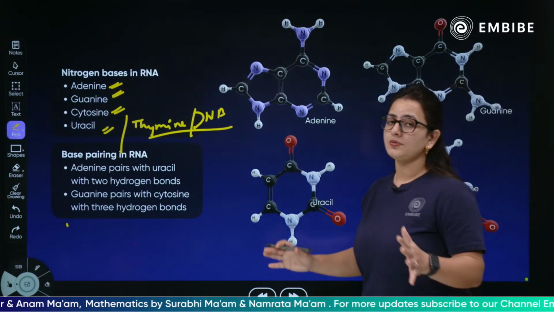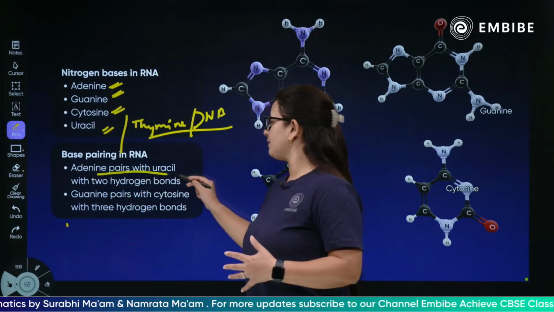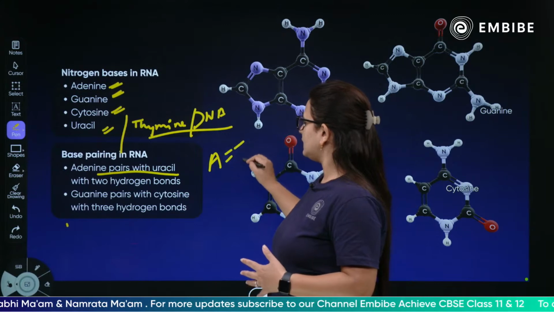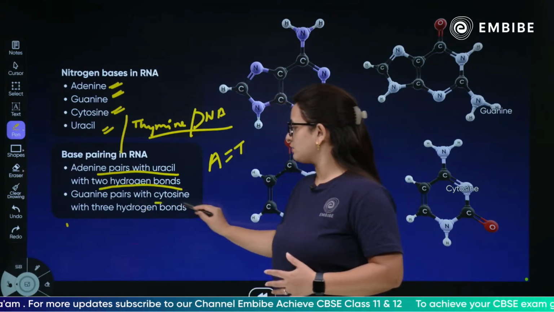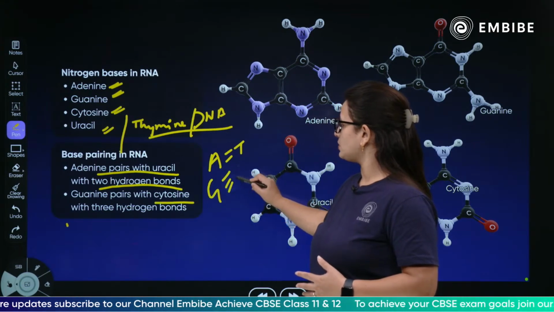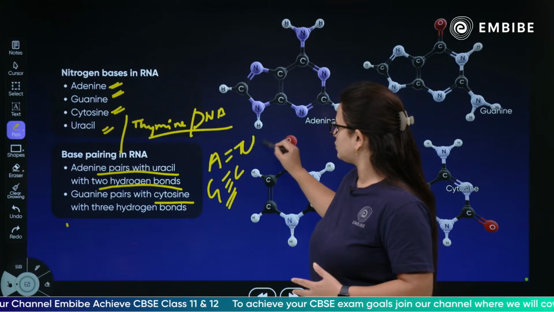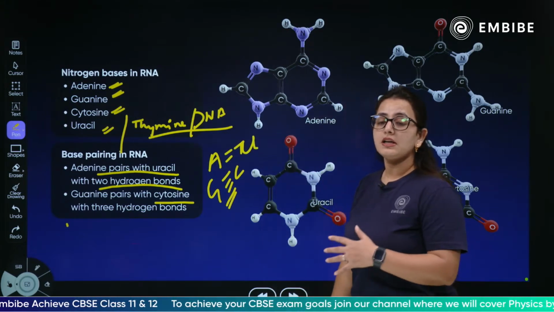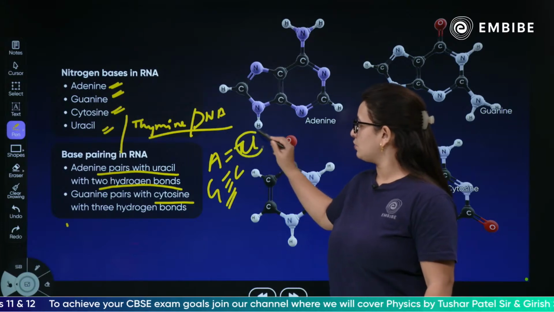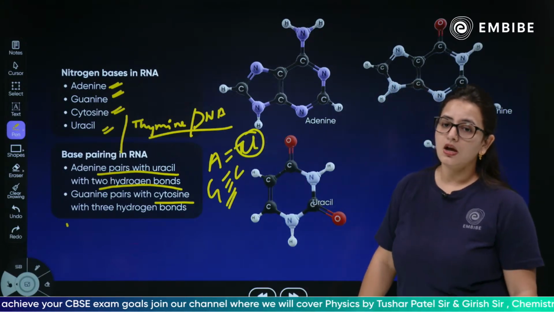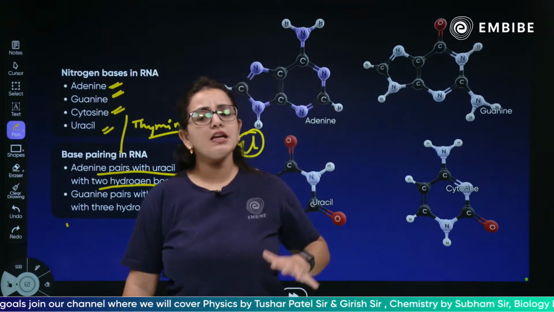And in simpler words, when you talk about the pairing of the purines and pyrimidines, adenine pairs with thymine with 2 hydrogen bonds, and guanine pairs with cytosine with 3 hydrogen bonds. We have already talked about this. Sorry, I should say U instead of thymine. So, talking about the RNA, T will be replaced with uracil with the 2 hydrogen bonds, while guanine is going to pair with cytosine with the same 3 hydrogen bonds.